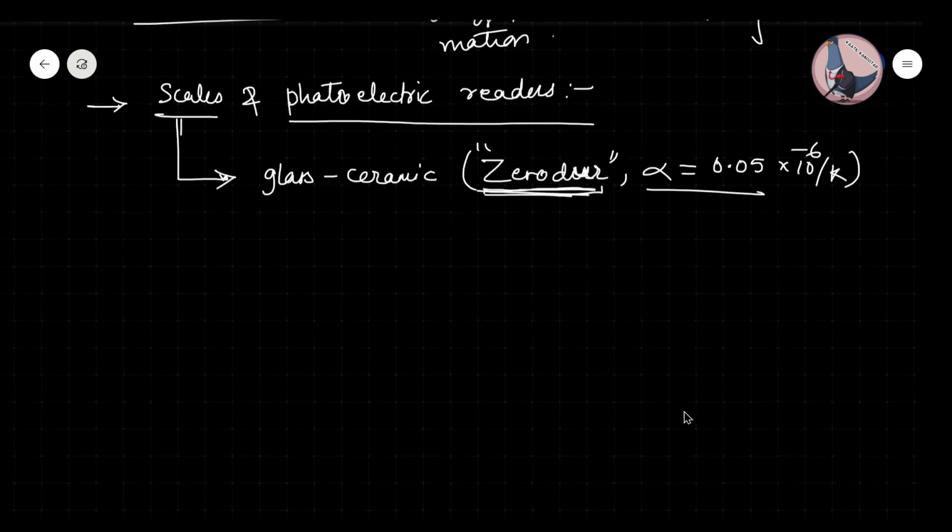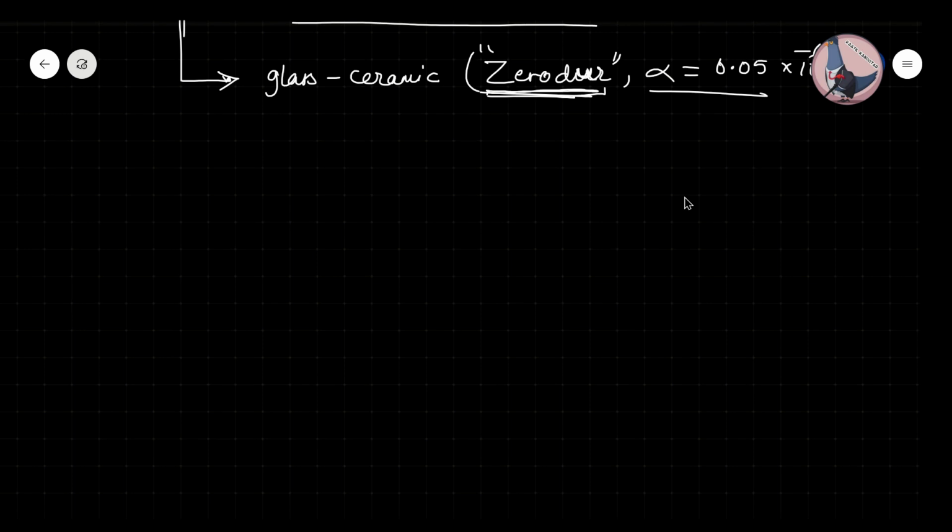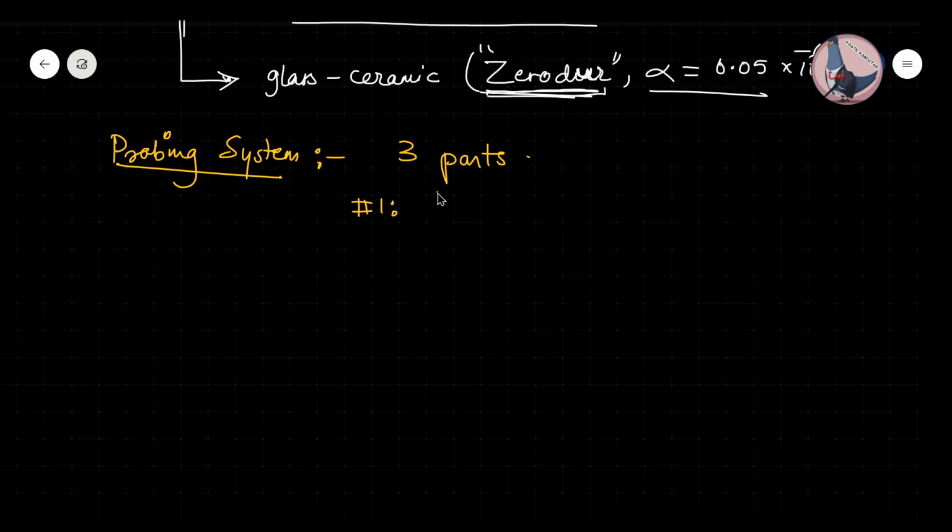Now we will come to the fourth and most important part of these structures, which is the probing system. This probing system is actually made up of three parts. First is your probe head. Second is your probe itself. And third is your stylus.